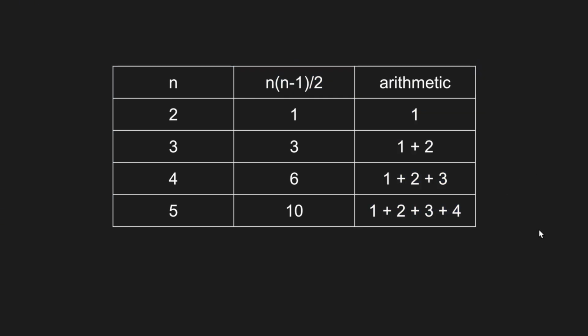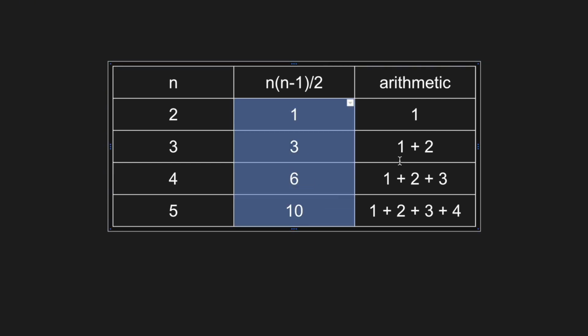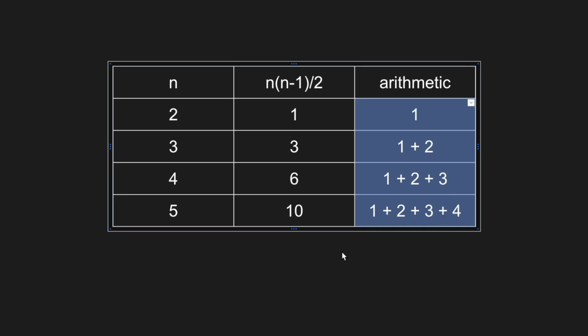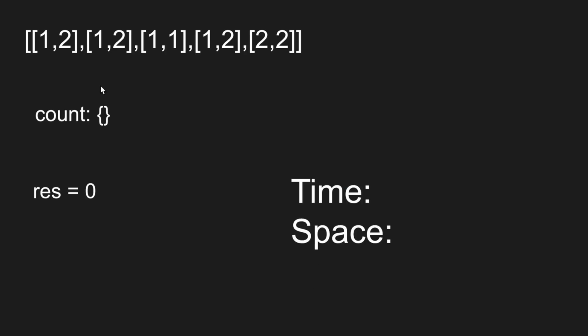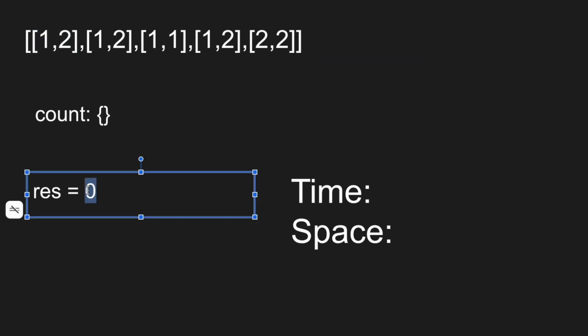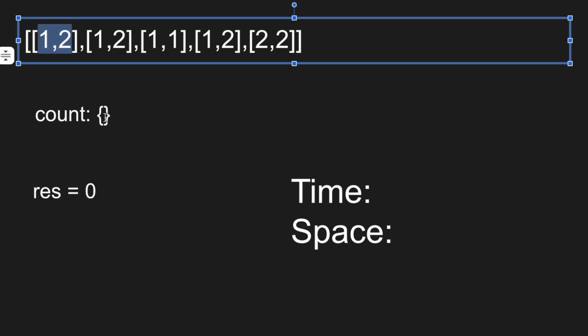So we can either count up all the number of equivalent dominoes and then add them up to the result using this formula, or we can add arithmetically as we iterate through the list of dominoes. And I will use this one for my example, but you can also use this formula if you like. So as we iterate through this list of dominoes, we can first add the number of instances to result, and then we can update the hash map.